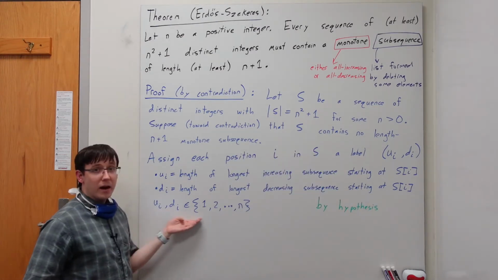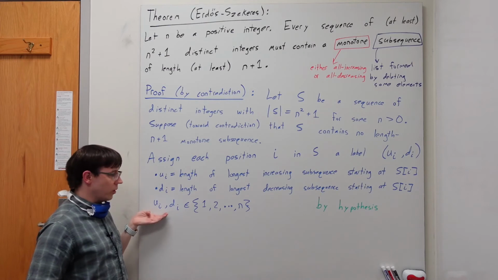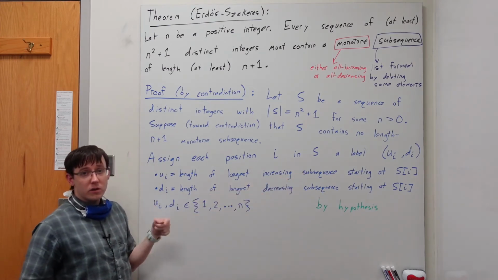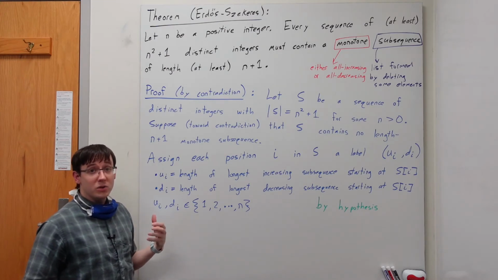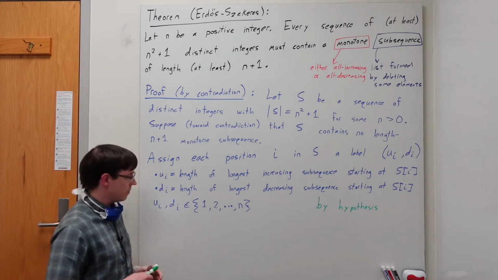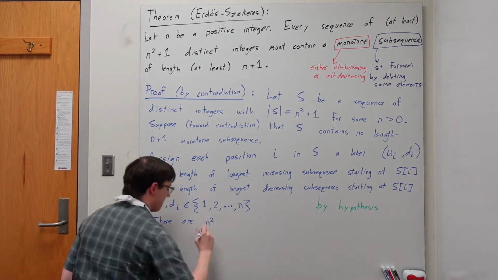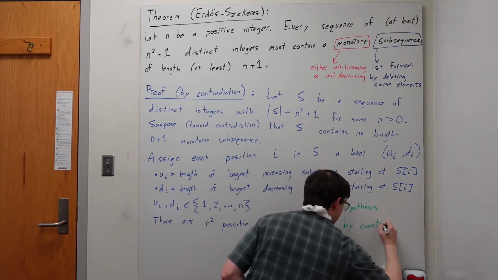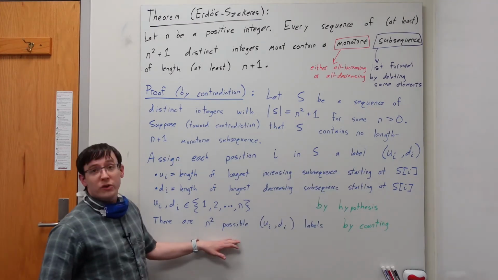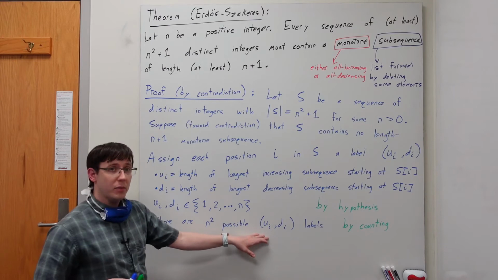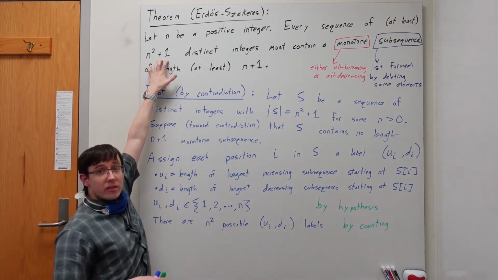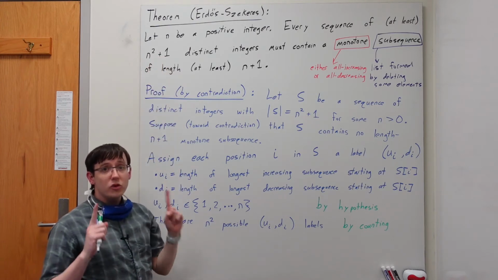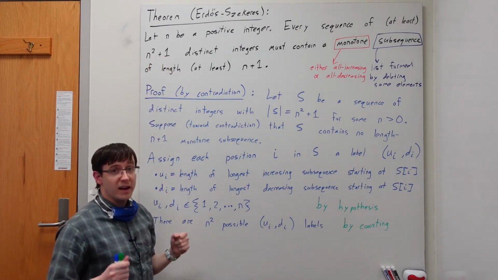Then, if we have at most n possibilities for U and D, then the label, which is a pair U comma D, must have at most n squared possibilities. And if there are only n squared distinct labels, and we have a length n squared plus 1 sequence, then there must be two elements of the sequence that have the same label.